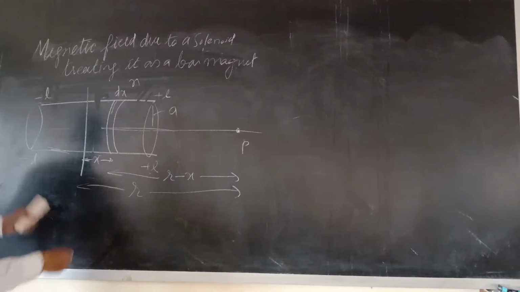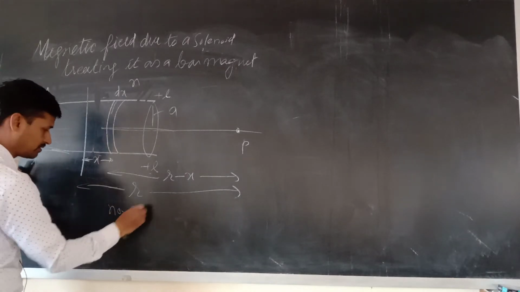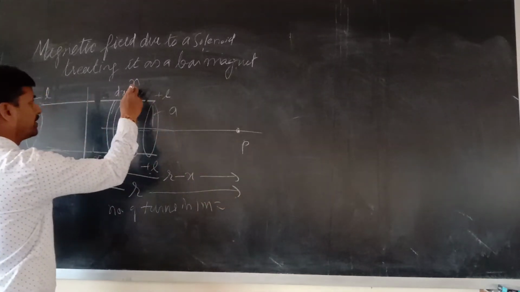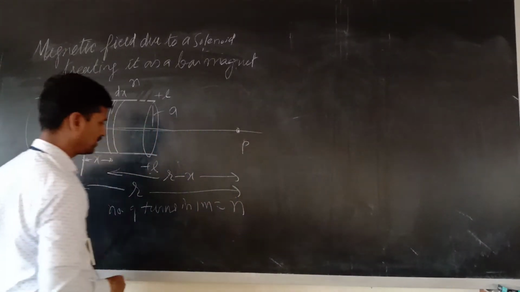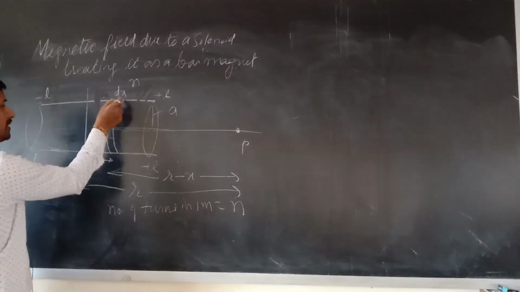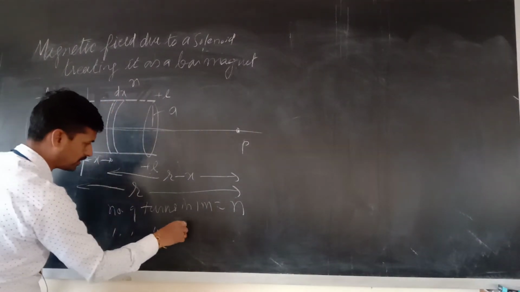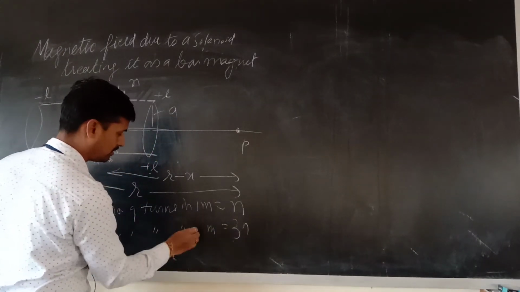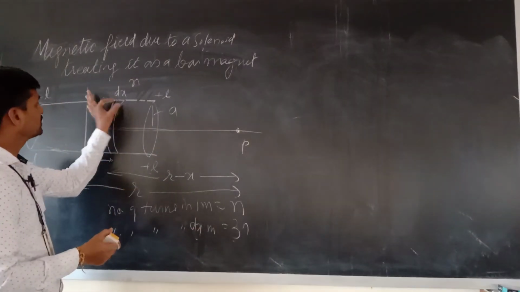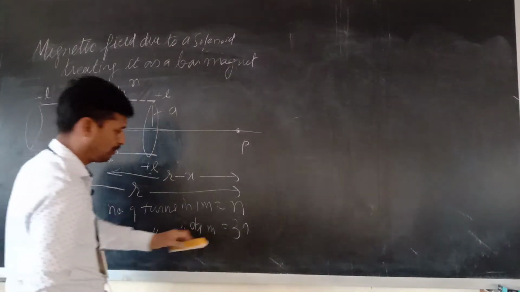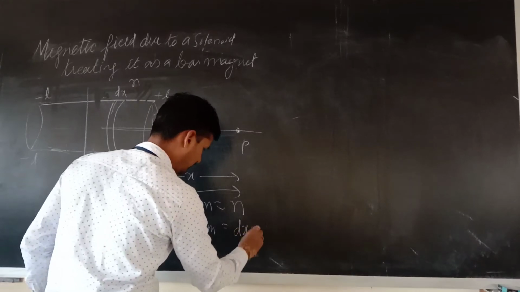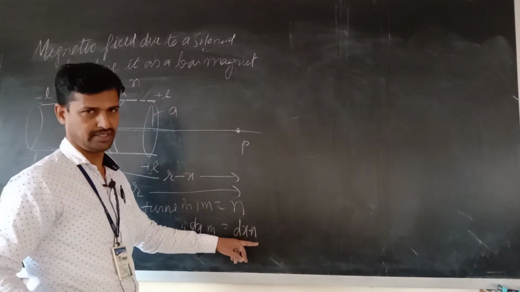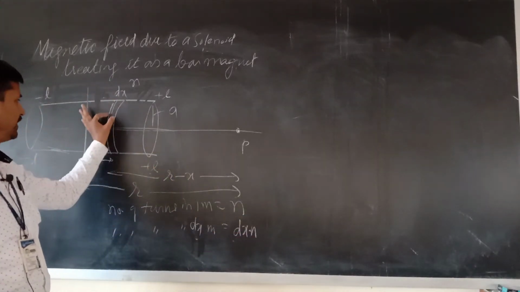Now, the number of turns in 1 meter is equal to n. In 1 meter, n turns are there. Therefore, in 2 meters, 2n; in 3 meters, 3n. In dx meter, how many turns are there? That will be dx into n. These many turns are present in this strip dx.